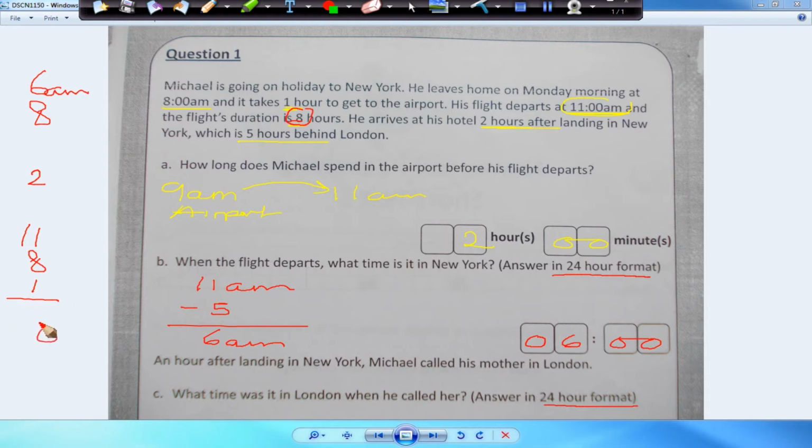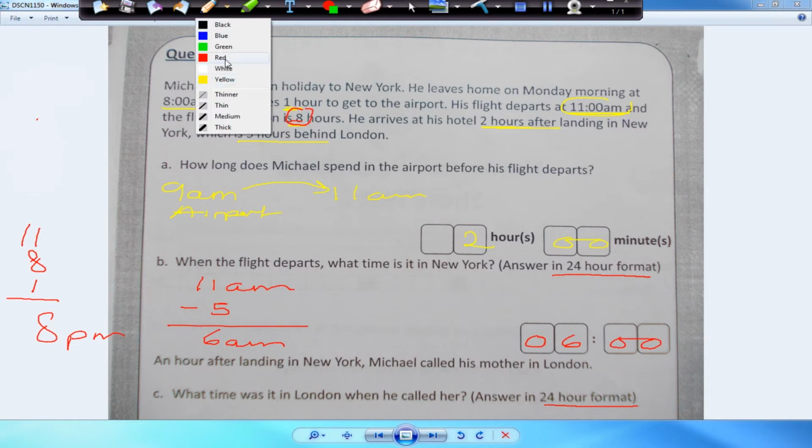So he rang his mother at 8 p.m. That's going to be UK time. So 8 p.m. was UK time. Now we're going to change it to 24-hour clock. So 8 p.m., if you add 12 hours onto that, what do we get?